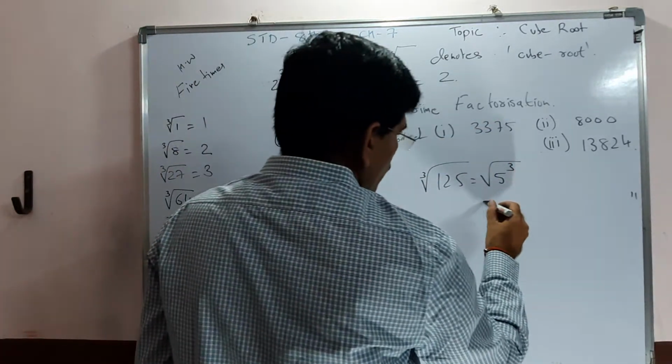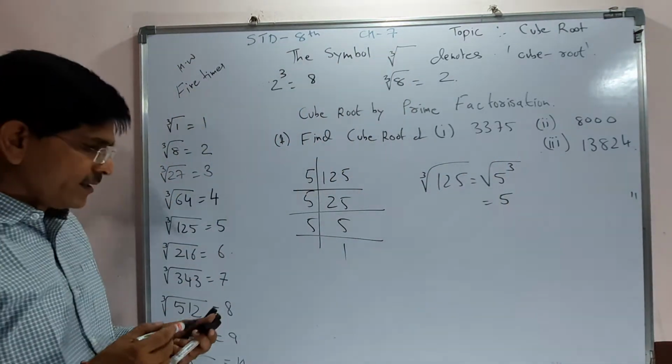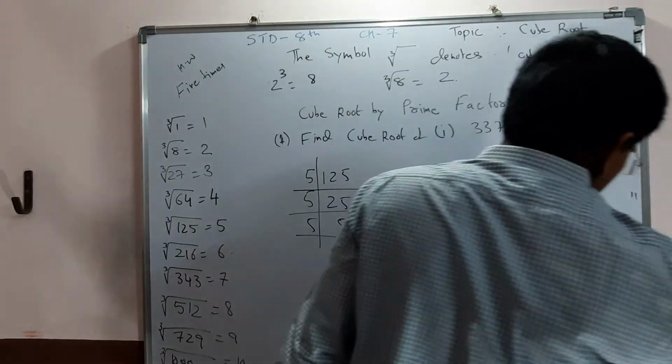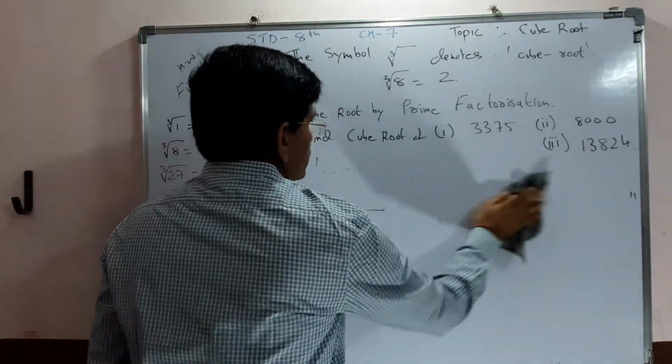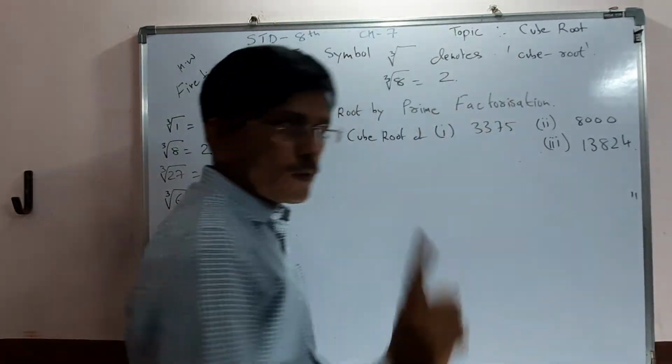So 3 power removed. So answer is 5. Anyhow, I think 1 to 10 is easy, that you have to learn by heart. Now important, that is we have to start exercise 7.2, question number 1.